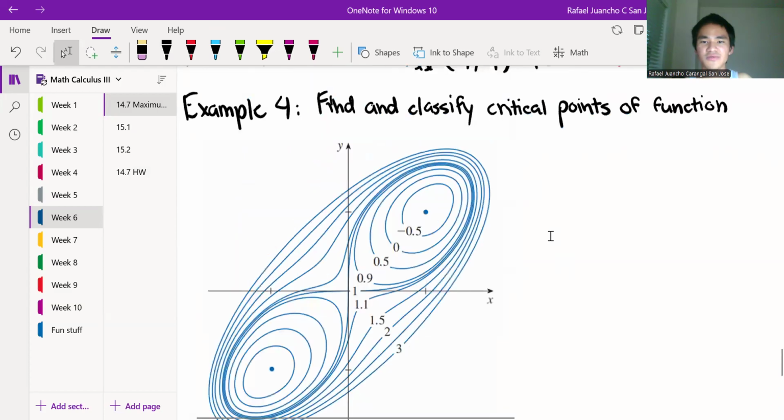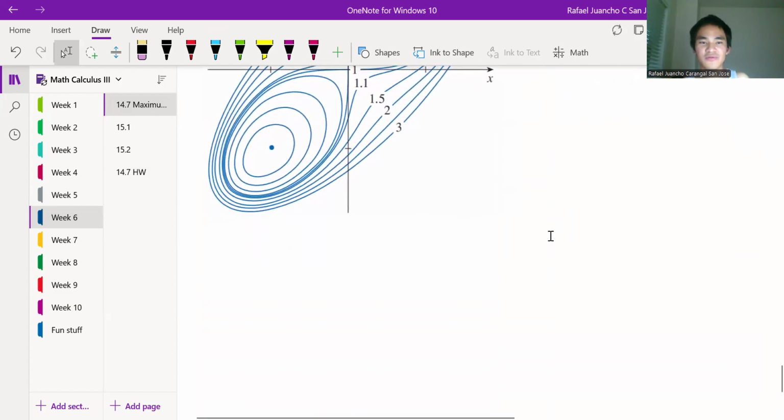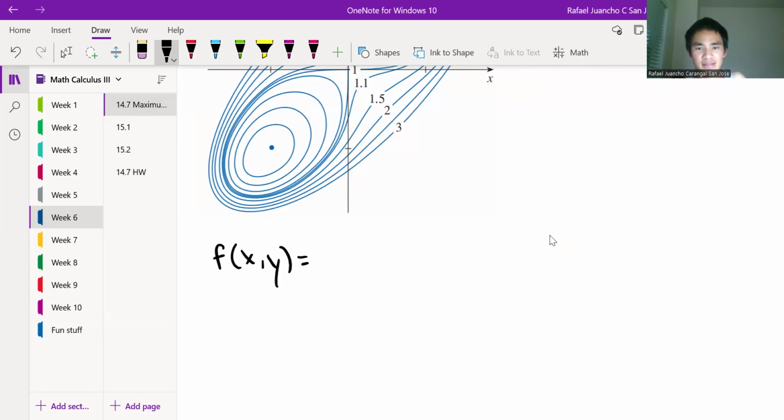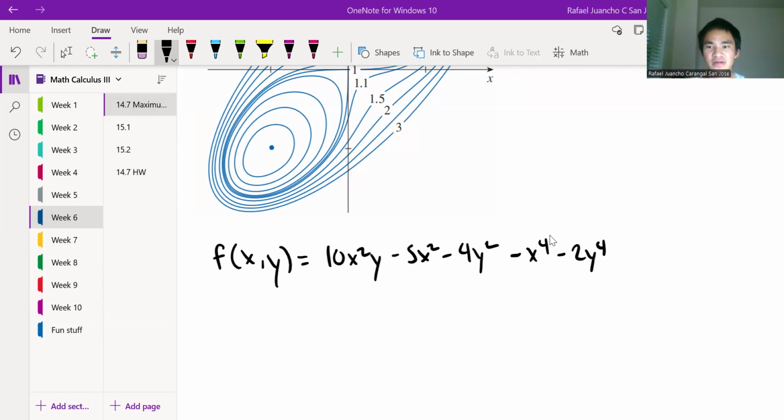Mainly just for this. Given this contour plot, how in the world can we tell? Okay, this is the function. The function is two variables: 10x squared y minus 5x squared minus 4y squared minus x to the 4th minus 2y to the 4th. So that's the function. Also, find the highest point on the graph of f. So we're actually looking for an absolute max here.